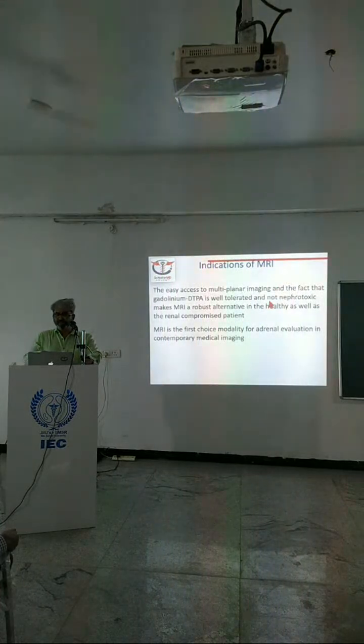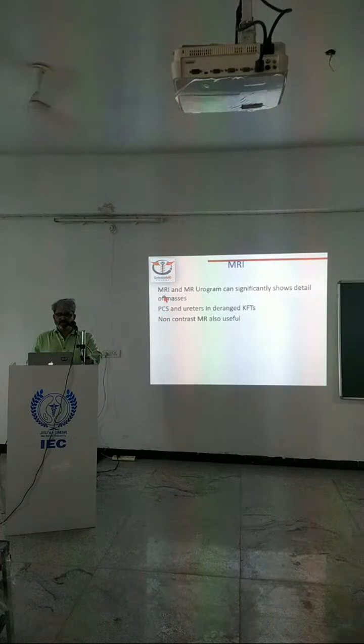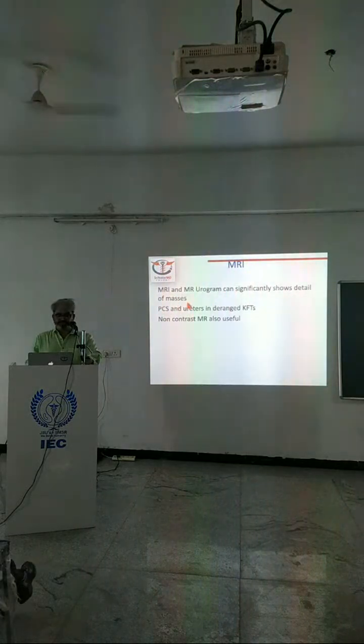As far as MRI, my sincere gratitude to Dr. Kondekar for these two slides. Indications of MRI are more or less for renal masses, or cases where the patient is compromised as far as KFT is concerned. In those cases MRI can significantly show details of any masses, if they are present, or in cases of CKD also.